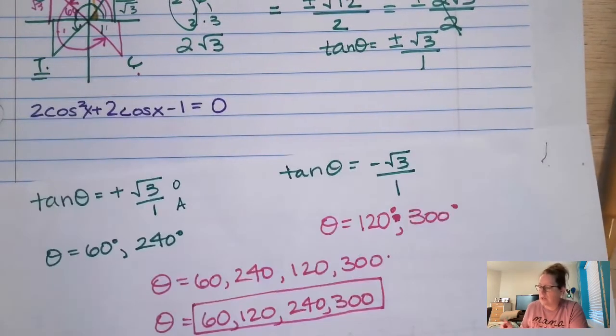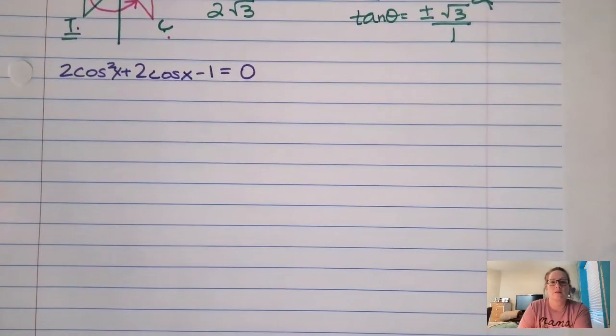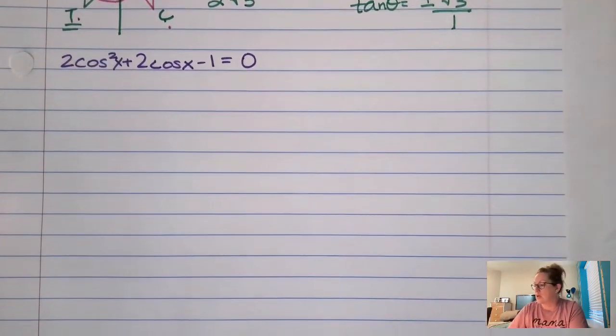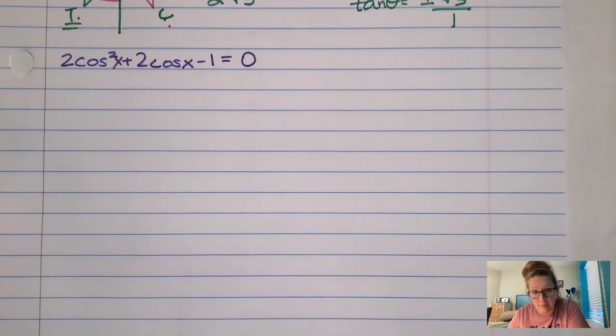Let's see if we have another one. We do have another one. Okay. So this one has a cosine squared. So we need to do Pythagorean theorem, or not Pythagorean theorem. We can't do Pythagorean theorem. We need to do quadratic formula.